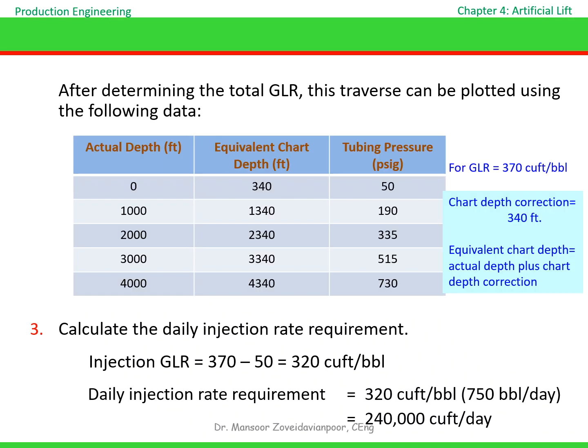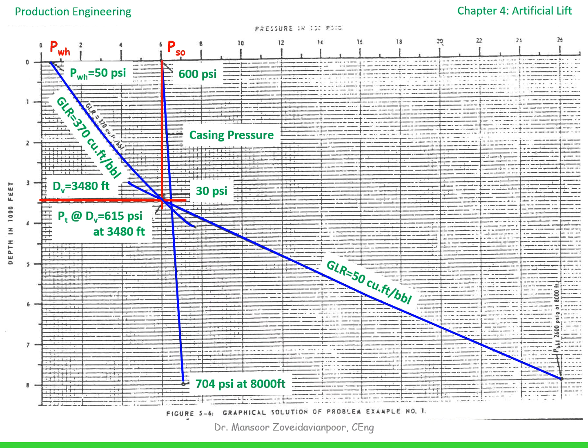After determining the total producing GLR, we can calculate the required injection gas. The total GLR is 370 SCF per BBL, while the formation contributes 50 SCF per BBL. The difference gives an injection GLR of 320 SCF per BBL. Multiplying by the production rate of 750 BBL per day gives a required gas injection rate of approximately 240,000 SCF per day. This figure summarizes the complete solution.